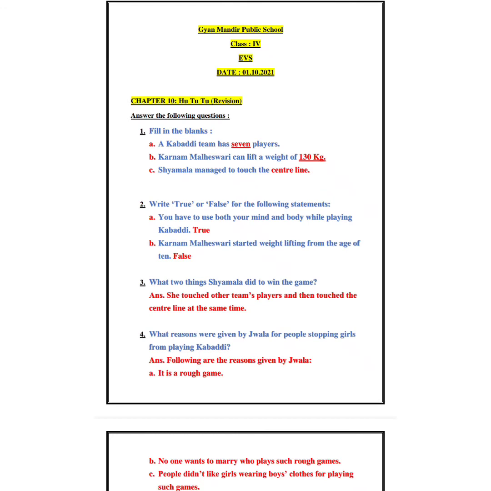Alright. Next question. What two things did Shamla do to win the game? We know that Shamla won the game, but how she managed to win it, we will be discussing. The answer is that she touched the other team's player and then touched the center line at the same time. Class, in kabaddi, when you go to the opponent team, you have to touch the other team's players, and you have to come back to your own team as well, touching the center line at the same time in order to get the victory.